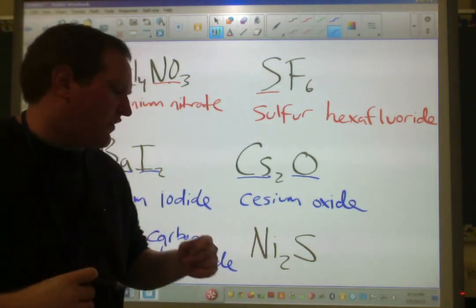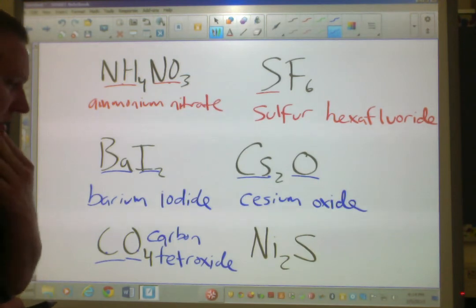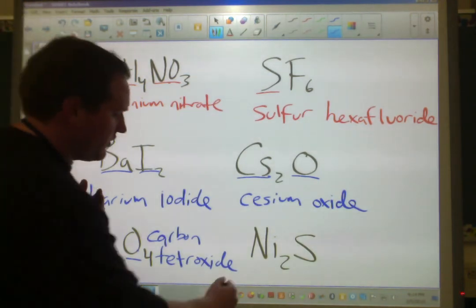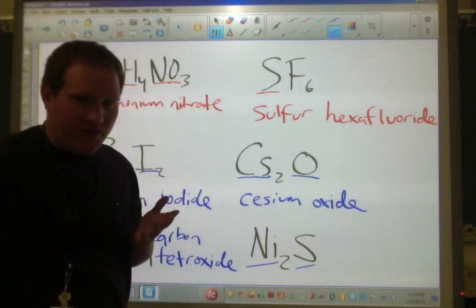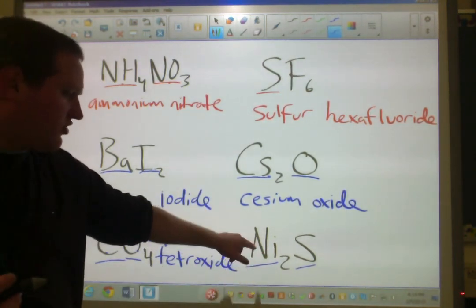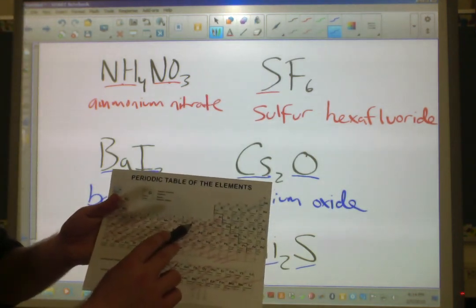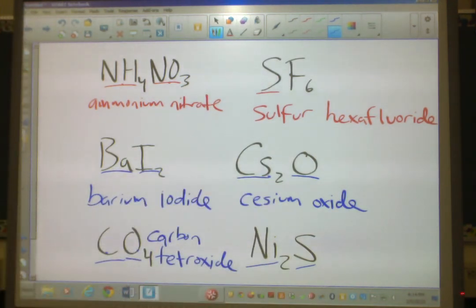Final example. Is this ionic or covalent? Well, nickel is a metal. Sulfur is a nonmetal. Metal plus nonmetal, ionic. Next question. Do I know what charge sulfur is? Do I know what charge nickel is? No, I do not. Here's nickel. It's in our transition metals. So I will have to use Roman numerals.